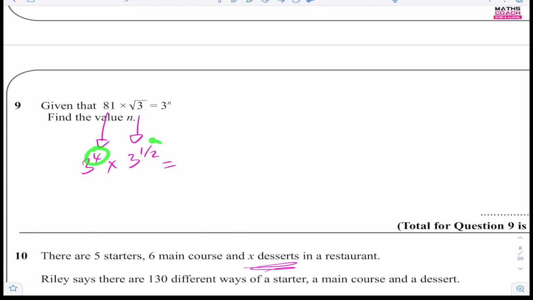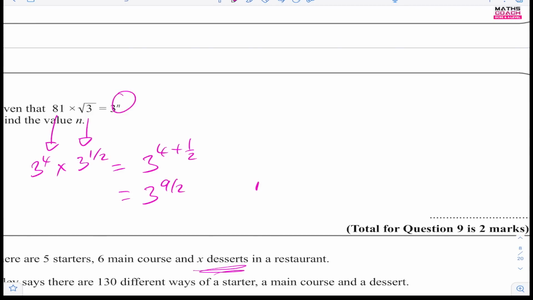And what do we do with this? Well, we just add the powers because we are multiplying. So we are just going to do 3 to the power of 4 plus a half, and 4 plus a half is 3 to the power of 9 over 2. So the value of n is 9 over 2.